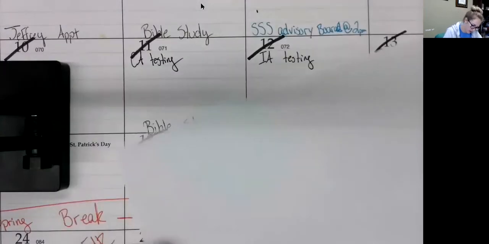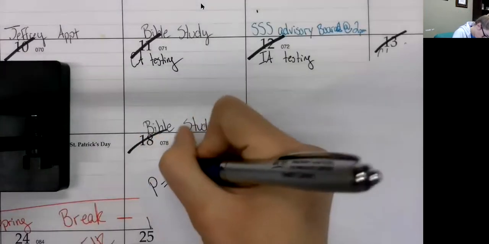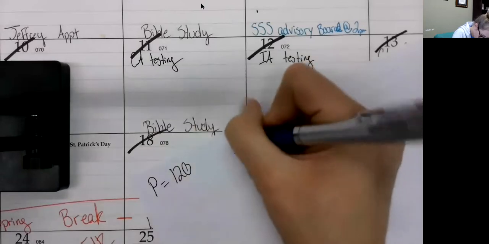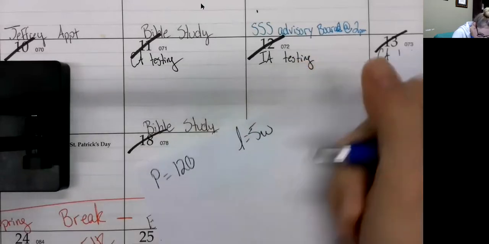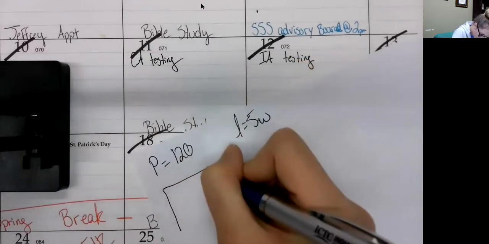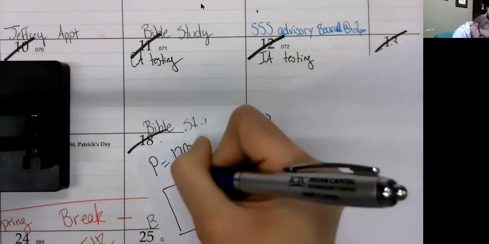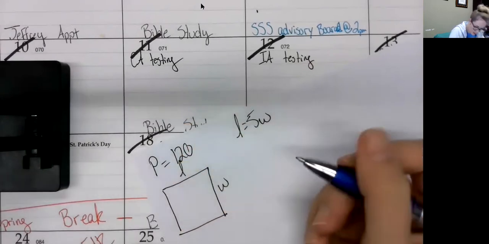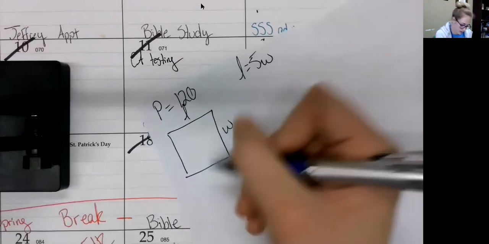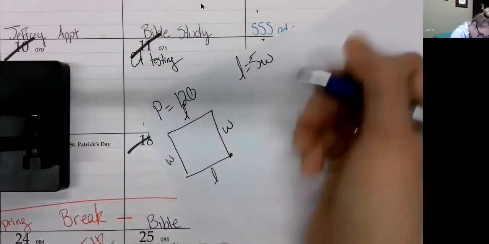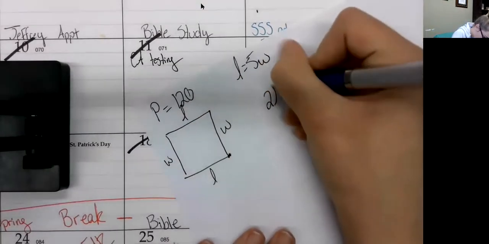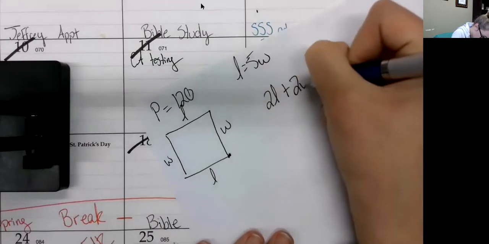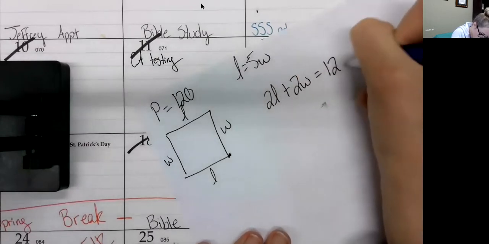Okay, that's right back here. Perimeter equals 120. Length equals 5 width. It told us it's a rectangle, so we have length and width. And perimeter is the distance around. So we'd have 2L plus 2W equals 120.